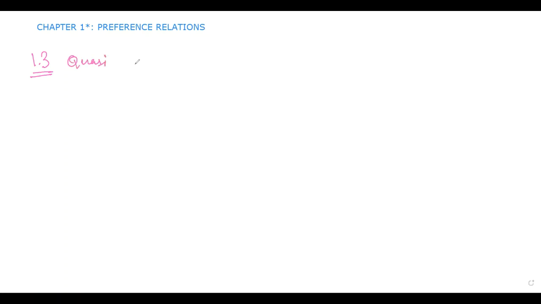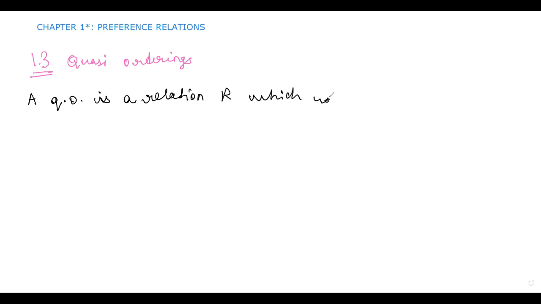Quasi orders. This is quasi orders. Now, if you have read the book, you will know that a quasi ordering is a relation R, which is reflexive and transitive. So these are two properties which we study. If these two properties hold for R, then R is a quasi ordering.